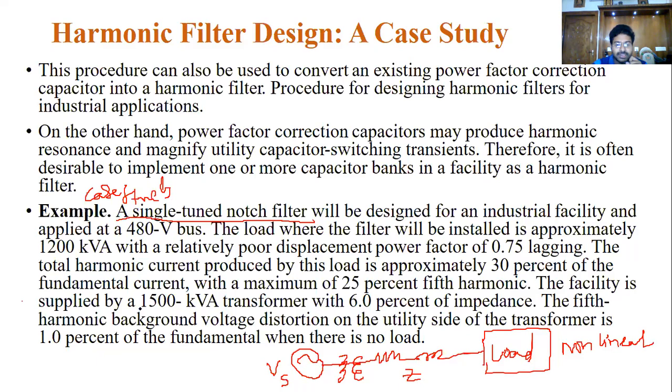Consider the transformer is a 1500 kVA transformer. Transformer rating is 1500 kVA. What is the load value? The load is 1200 kVA, or kilowatts, whatever we consider; you can convert it, no problem. What is the power factor? The power factor is 0.75 lagging. Very poor power factor.